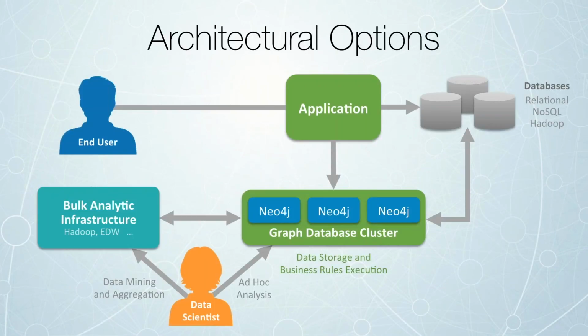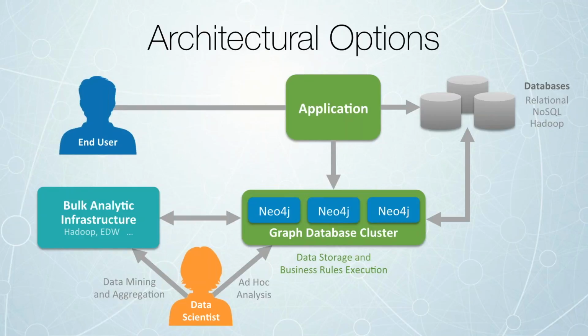So architectural options, as you're integrating Neo4j into your company's architecture, here is one example. In this example, you have a Neo4j enterprise cluster in the center here with replication and high availability across those different Neo4j servers. And you have your application accessing that cluster.